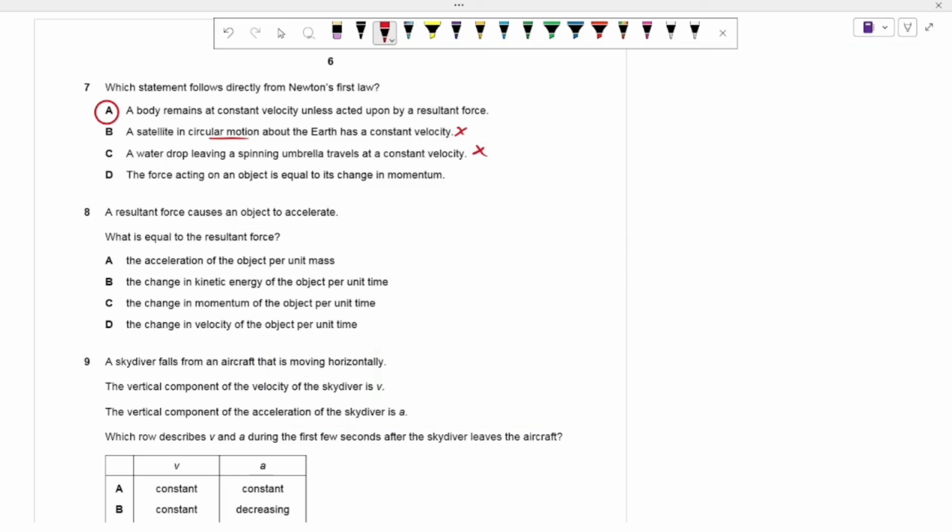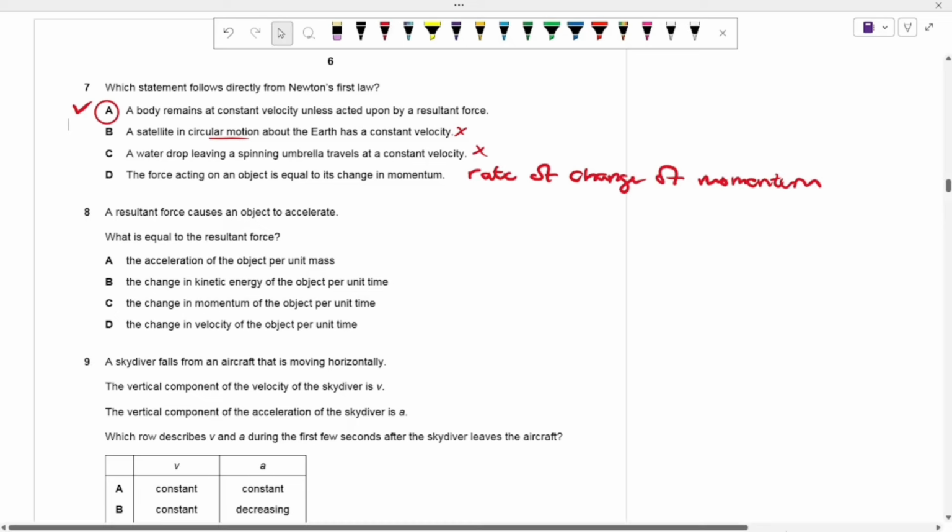Okay, the force acting on an object is equal to its change in momentum. No, it's equal to the rate of change of momentum, right? It's not equal to just momentum itself, right? So the answer has to be A. Very important for you to be thinking of that.